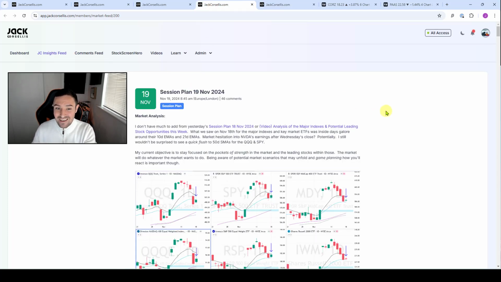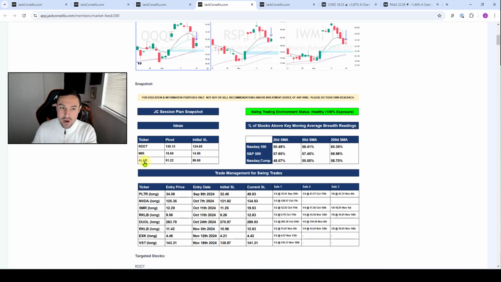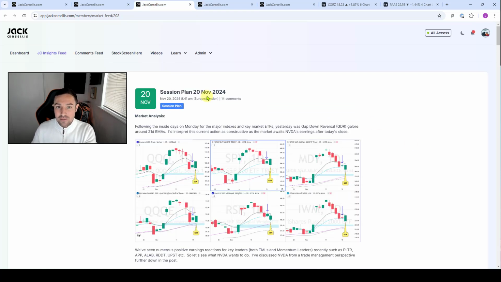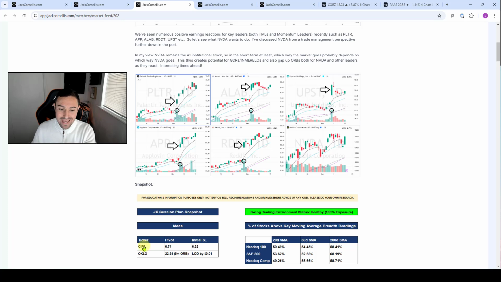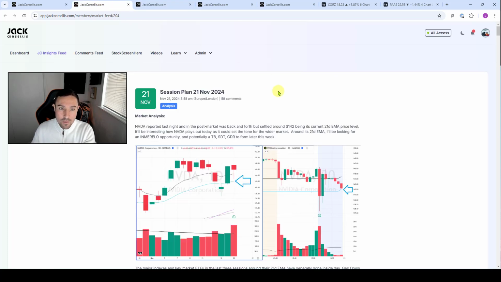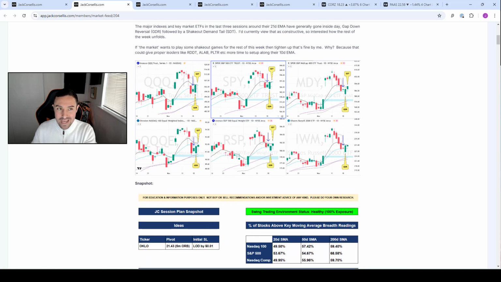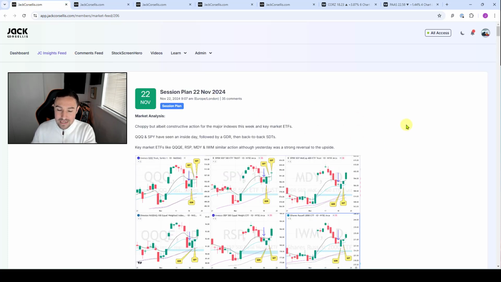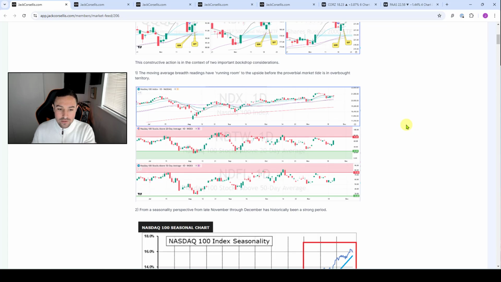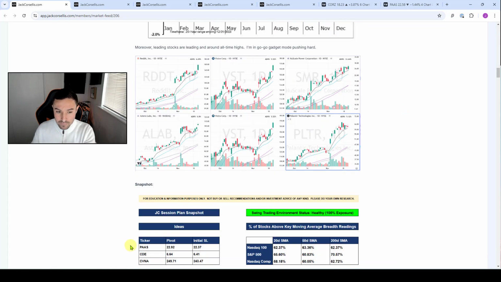If we then look at the 19th of November, Reddit, MIR and also ticker ALAB. The 20th of November, if we scroll down here, CIFR and OKLO, and then the 21st of November 2024, OKLO. And then the 22nd of November being Friday last week, if we scroll down here, PAAS, CDE, a couple of precious metal miners there, and also Carvana, CVNA. You can see the pivots and the initial stop loss. So when we start going through the charts, those levels will all make sense to you.